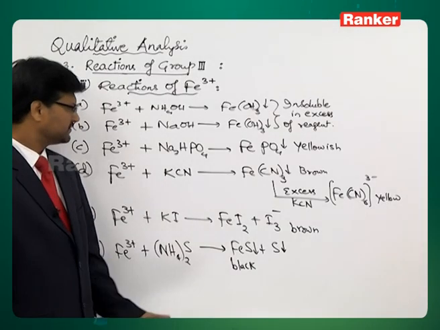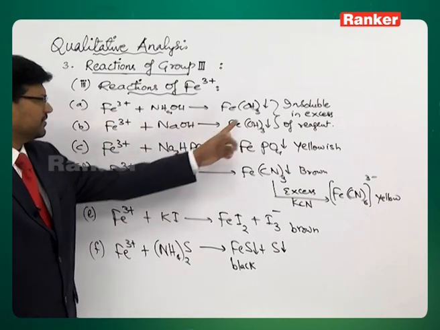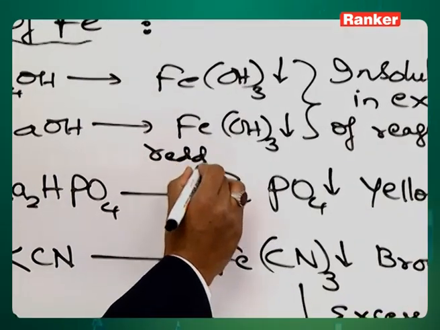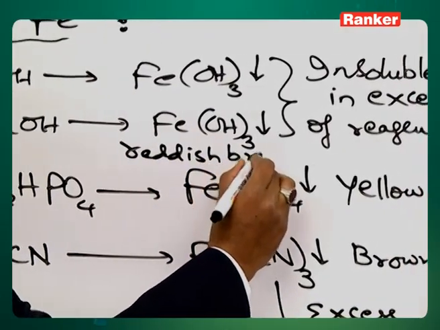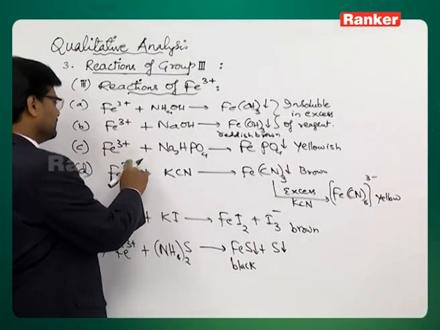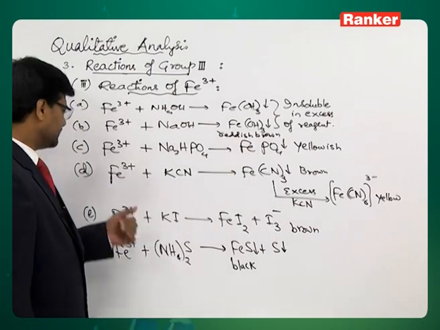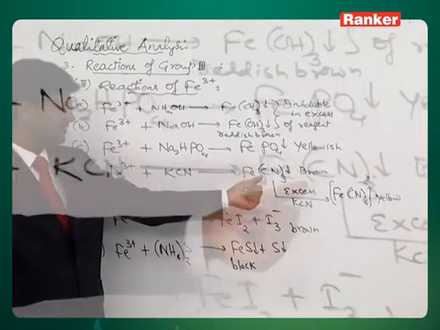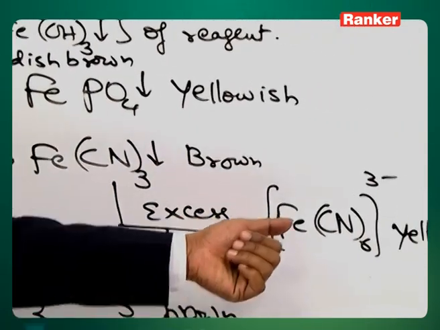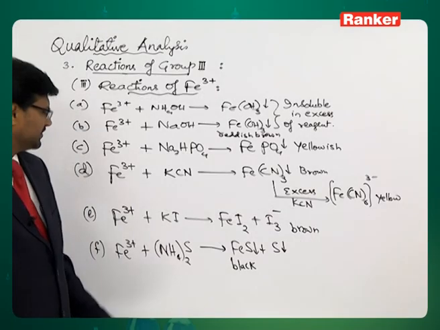There are some more reactions we'll do after this. So with both ammonium hydroxide and sodium hydroxide, you get a reddish brown precipitate, which is insoluble in excess of reagent. With sodium hydrogen phosphate, you get a yellowish precipitate of ferric phosphate. With KCN, you initially get ferric cyanide, which is brown colored, and excess of KCN will make it a yellow colored complex substance, ferricyanide, hexacyanoferrate(III).